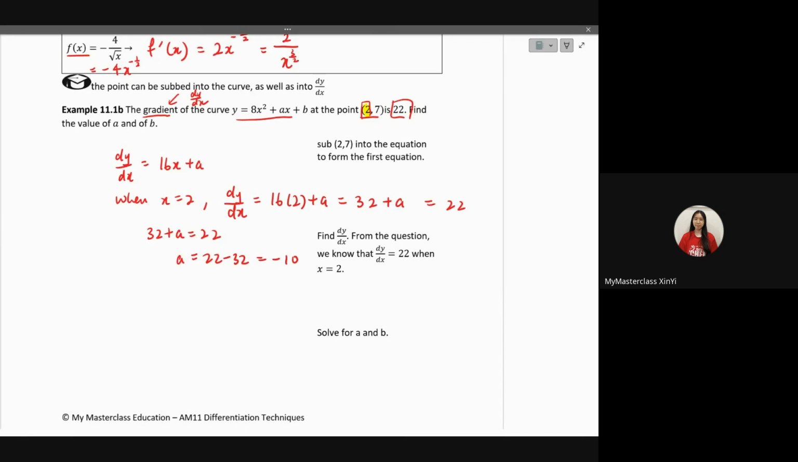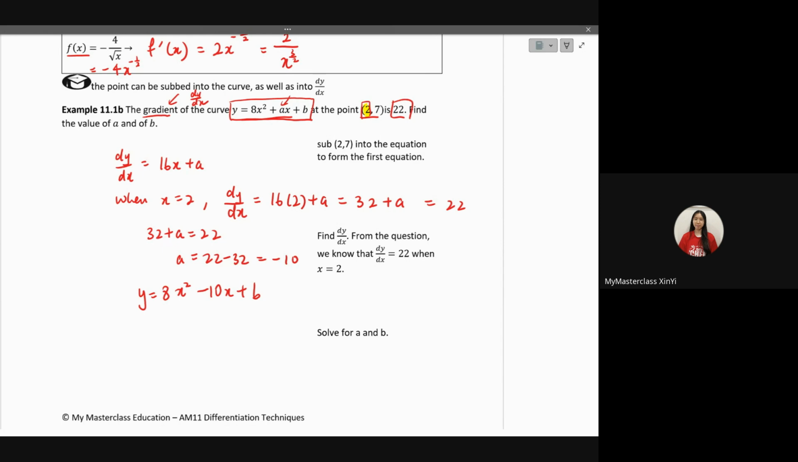How do I find the value b? The value b only appears in the original equation. Okay, and the original equation, what do I know already? The value of a, correct? Plug it in first. So I have y equals 8x squared minus 10x plus b. So in this case, when I have this equation, how do I solve for b when I have one equation and technically 3 unknowns?